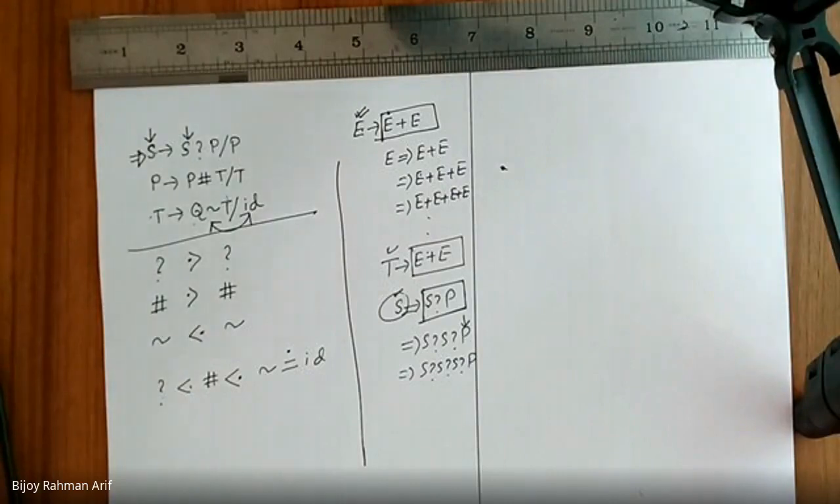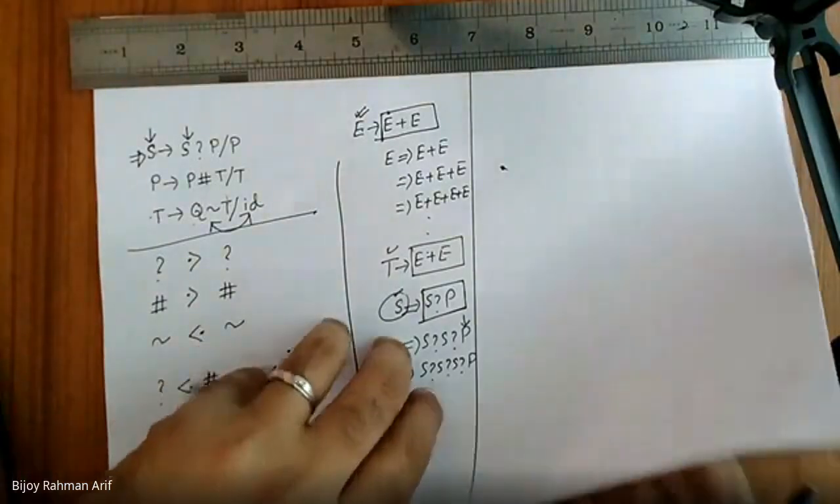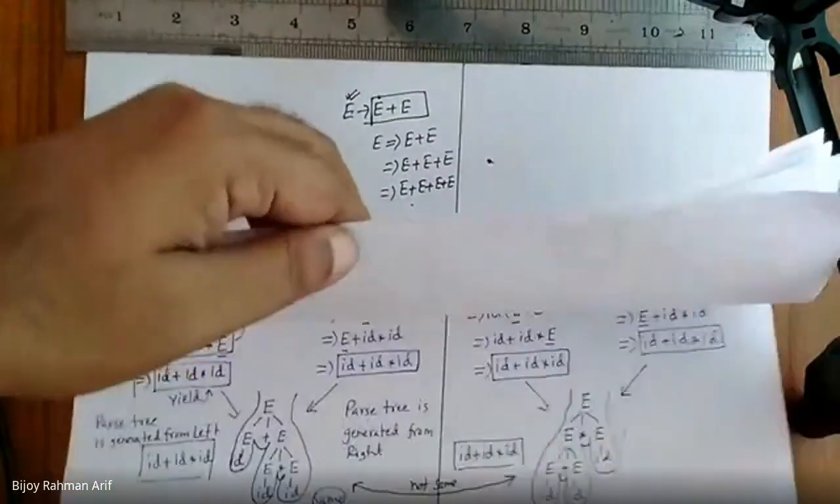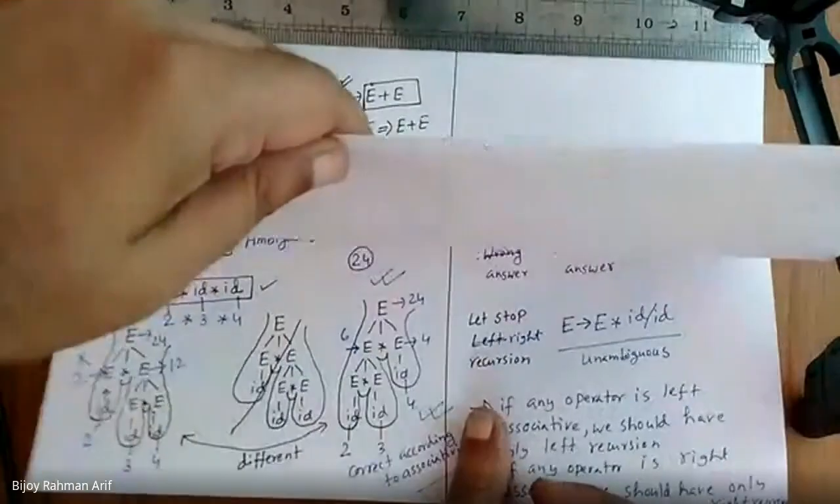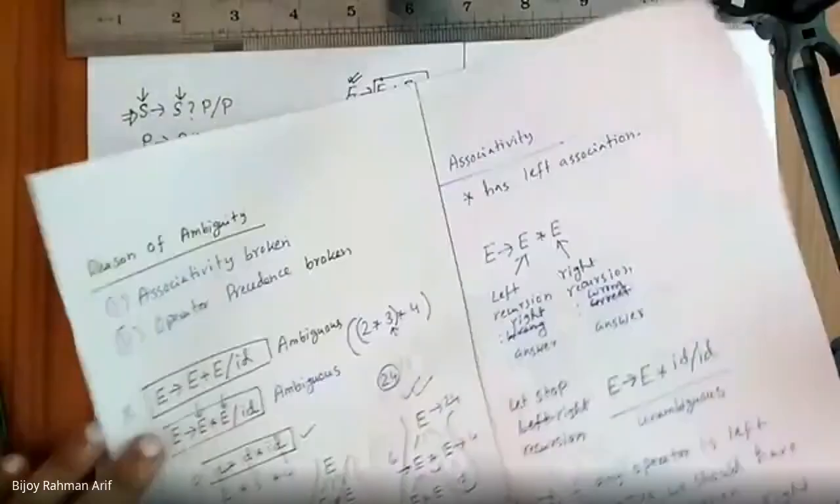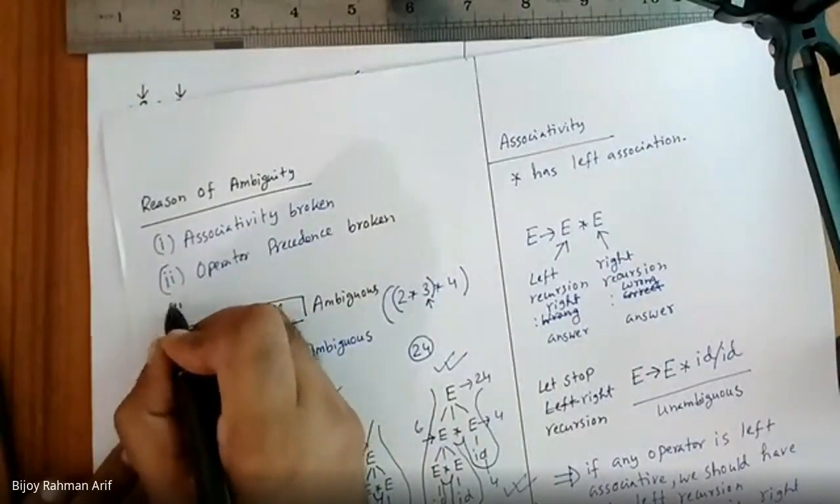Is there any other reason for ambiguity? There is another type of ambiguity which is called dangling else ambiguity.